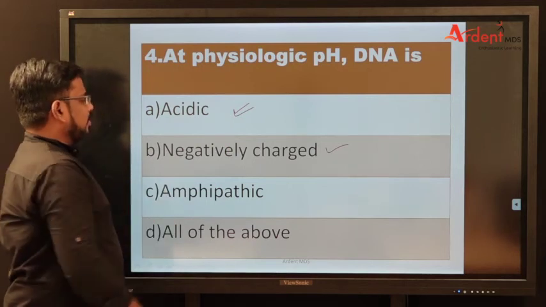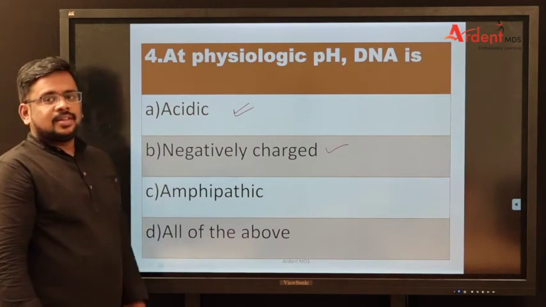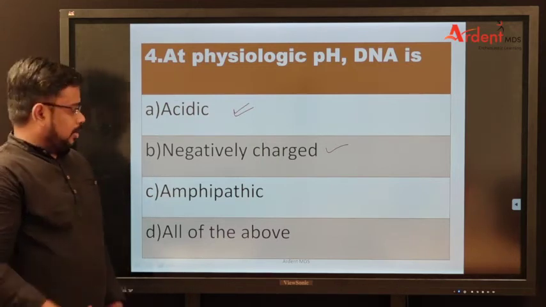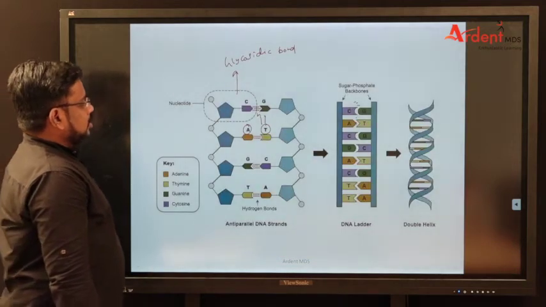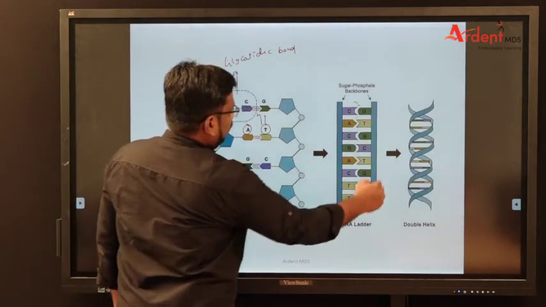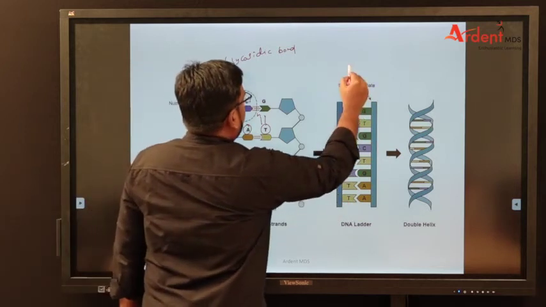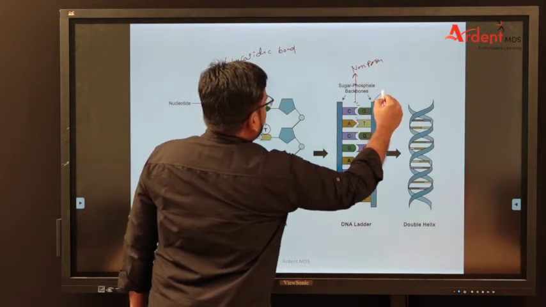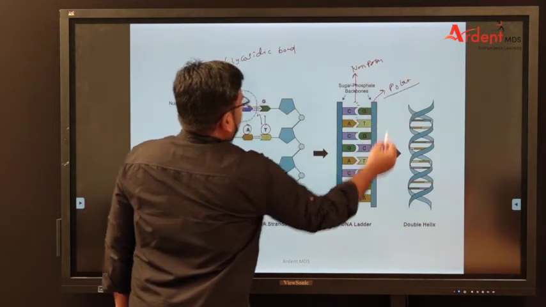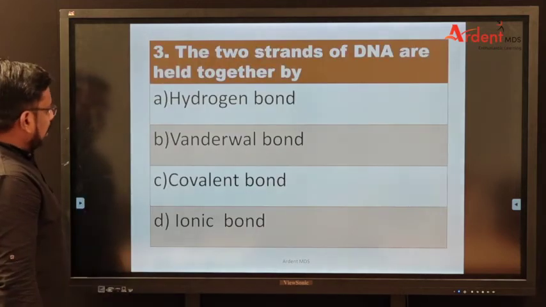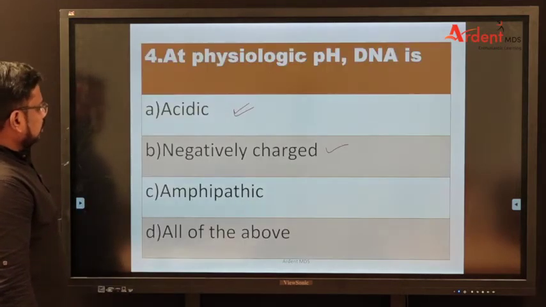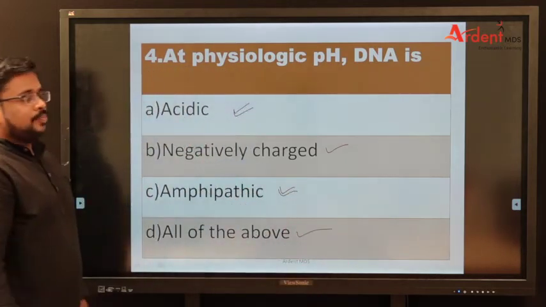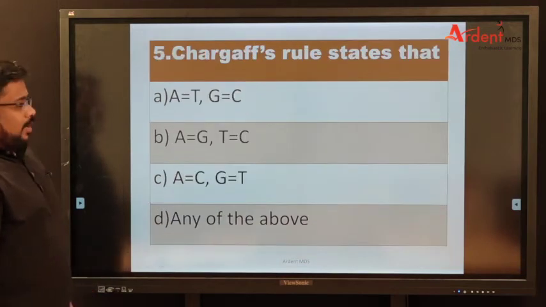So what about this amphipathic? Amphipathic is, if a structure has both polar and non-polar groups, it is called amphipathic. So coming to here, inside of the DNA structure it is non-polar, and outside the structure it is polar. So it has polar and non-polar groups here. So we can tell it as amphipathic. So go for all of the above. Right. Question number 5. Very important thing.